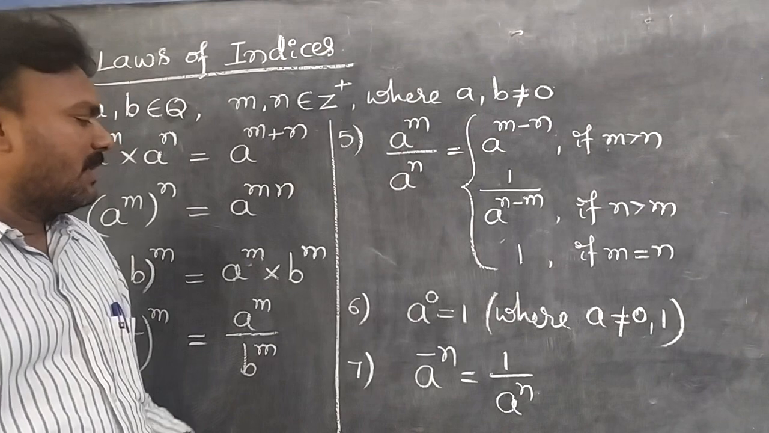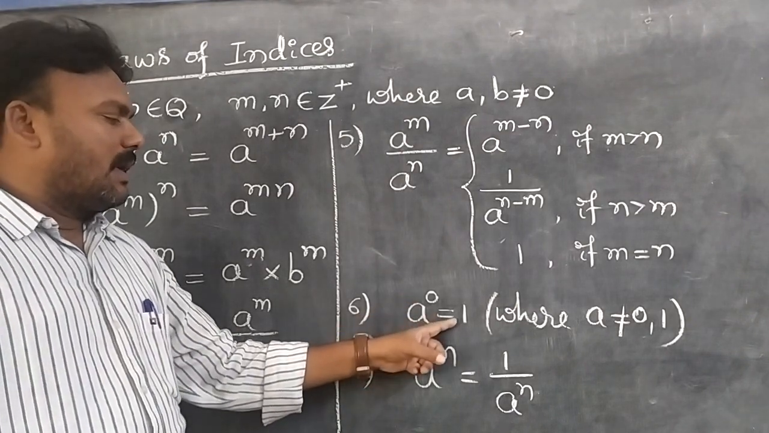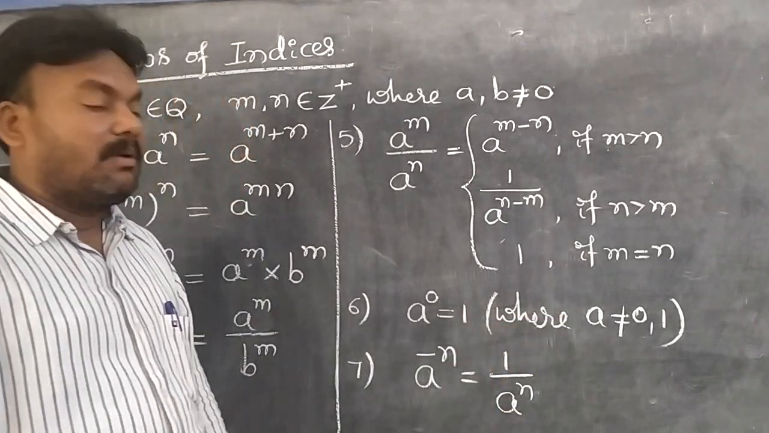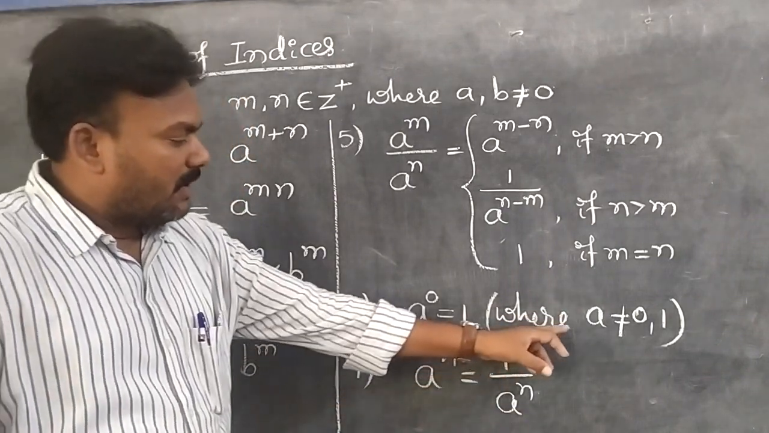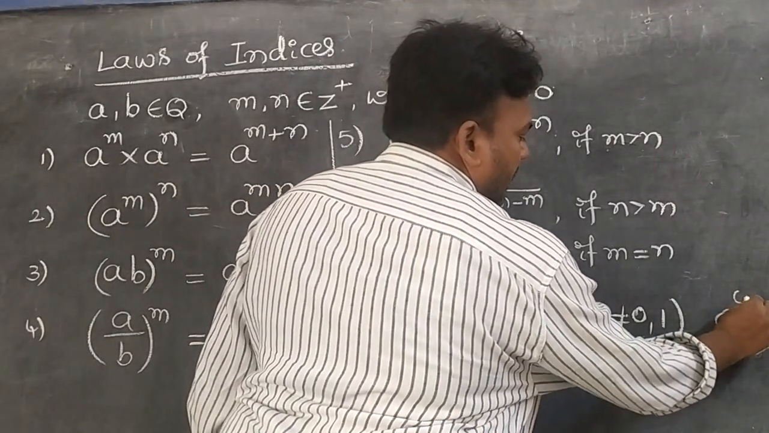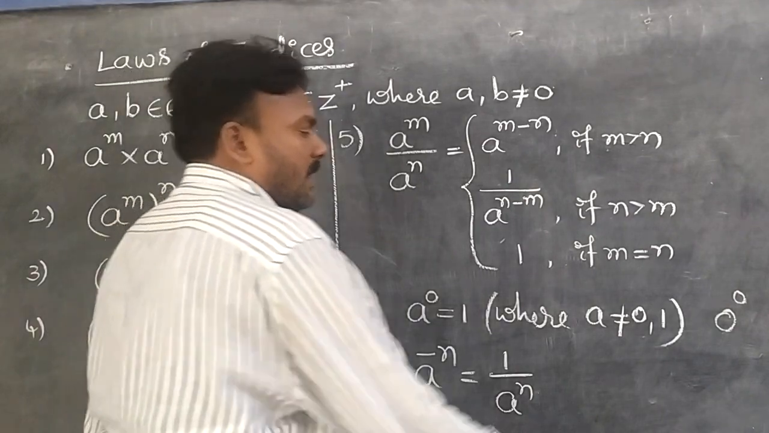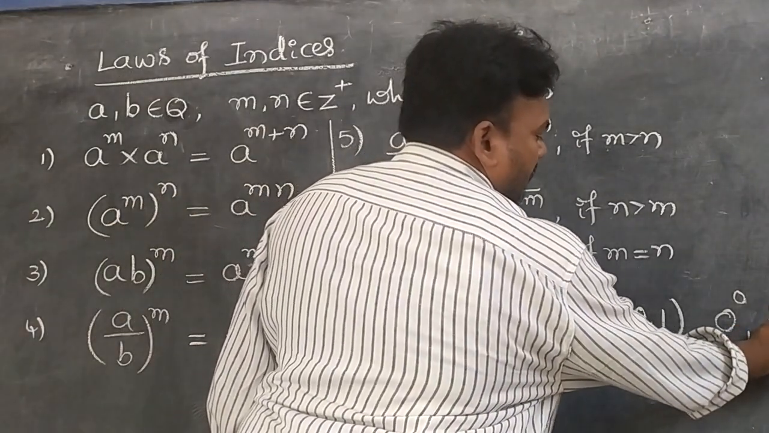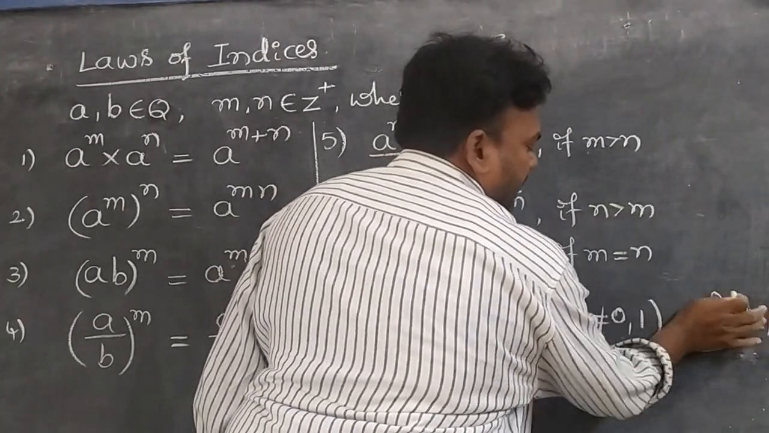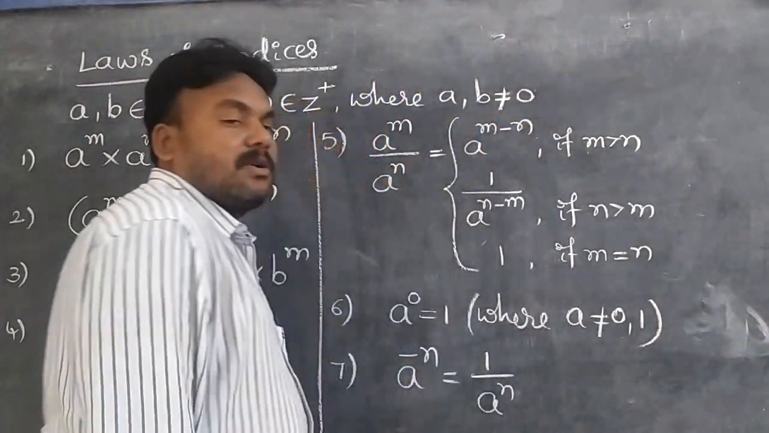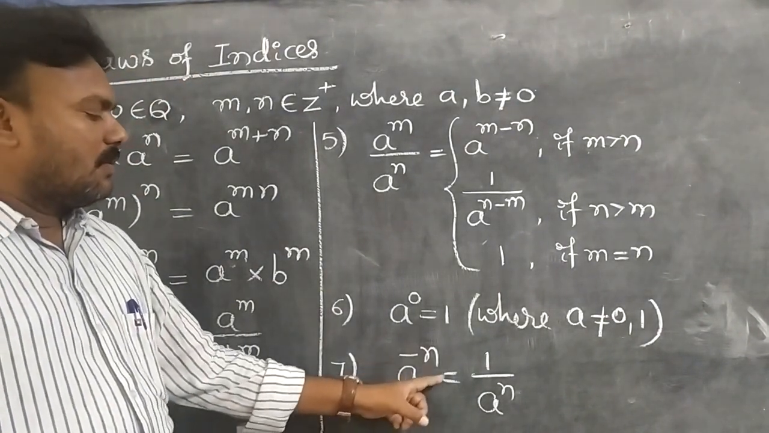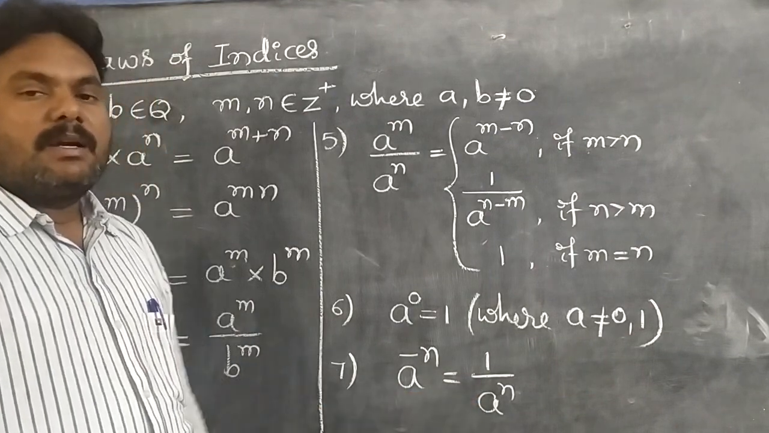And go for the next formula: A power 0 equals 1. The condition applies here, where A is not equal to 0 comma 1. So why this condition? Observe, 0 power 0 is an undetermined form, and 1 power 0 equals 1, 2 power 0 equals 1, so any value satisfies 1. That's why A is not equal to 0 comma 1. And the seventh one: A power minus n equals 1 by A power n.